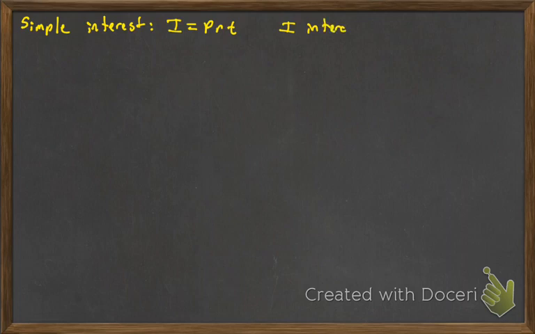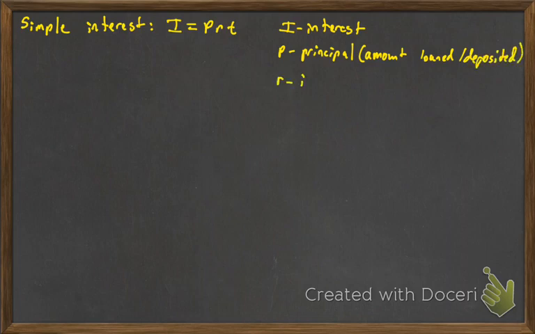I stands for the interest earned or the interest owed, depending on if it's a loan or an investment. P is the principal. That's the amount loaned or deposited. That's going to also be your starting amount, whether you're loaning or depositing. R is the interest rate as a decimal. And T is going to be time based off of 1 year.